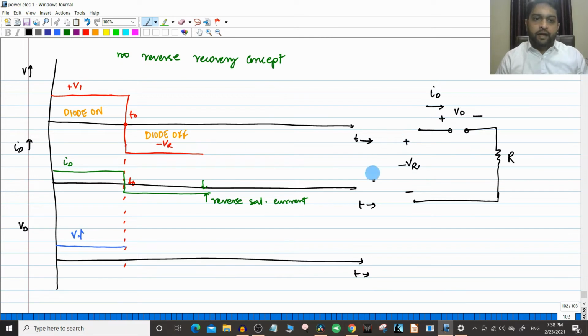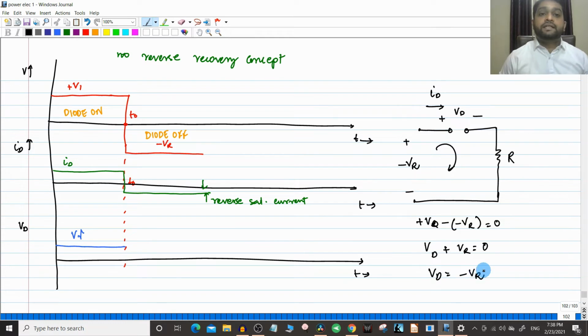I could have inverted the polarities and put positive VR, but it is better to follow the sign convention. So we'll keep the polarities like this, and I am applying a reverse voltage. It's more intuitive. So I am applying a voltage of minus VR. If you write a KVL around this loop, you will get plus VD minus VR equal to 0. This is a simple KVL equation. So VD plus VR is equal to 0, or I can write VD is equal to minus VR.